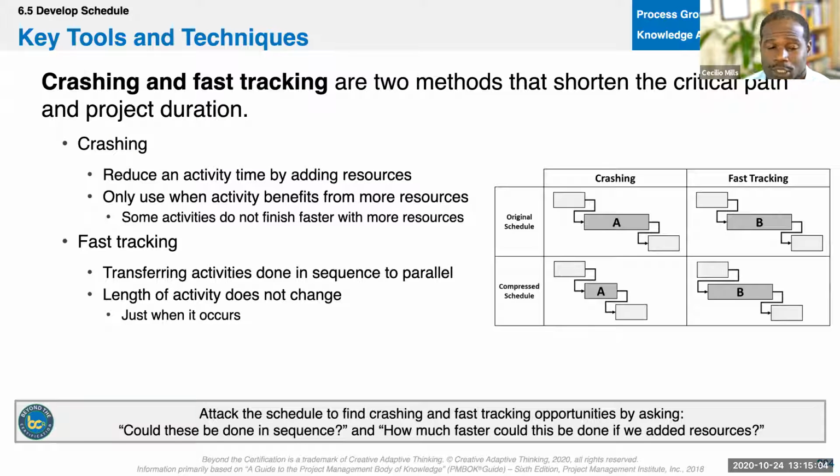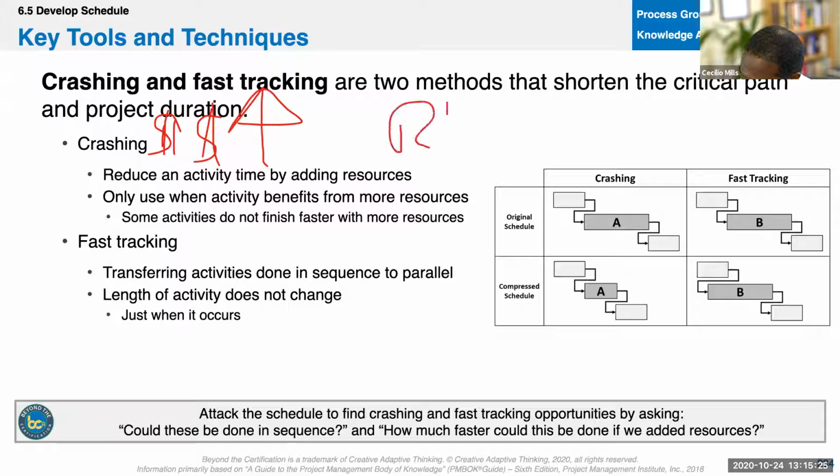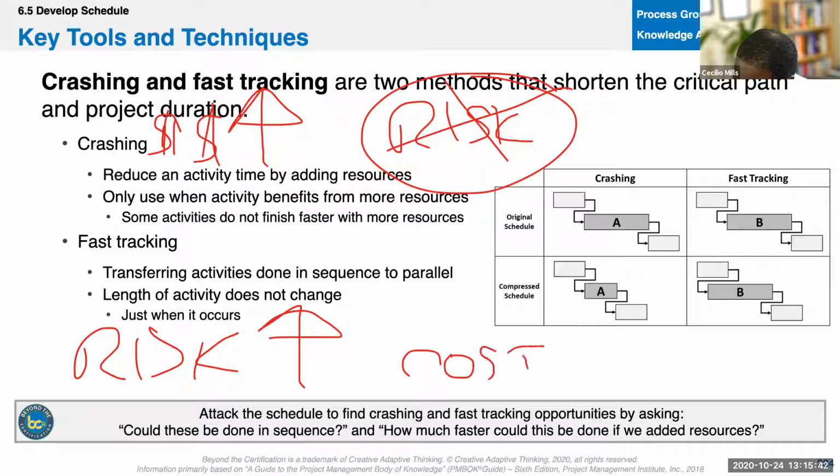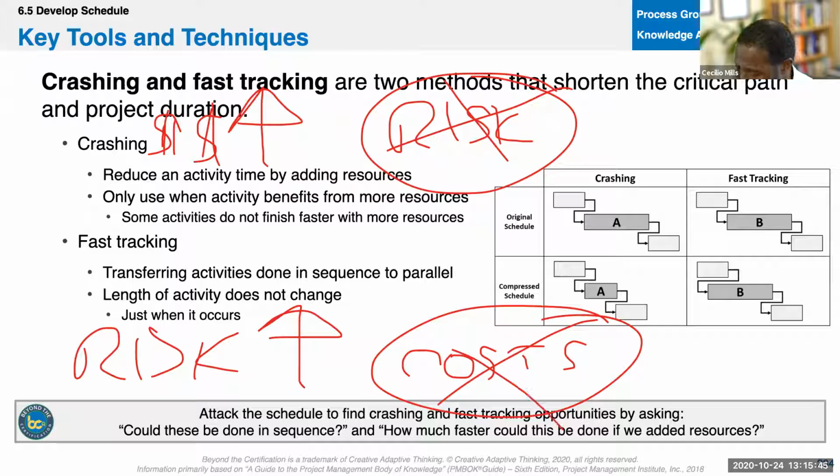Okay. So now we have the schedule compression techniques. How do we compress the schedule? Well, we have two ways. You can crash it and you can fast track it. Now, what you need to know for the exam is that crashing increases cost. Costs go up with crashing, but there's no risk. And with fast tracking, your risk increases. Your risk goes up with fast tracking, but there's no additional cost associated with it. Let me explain.